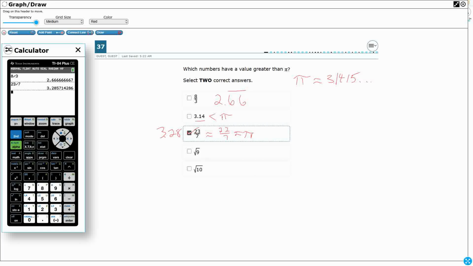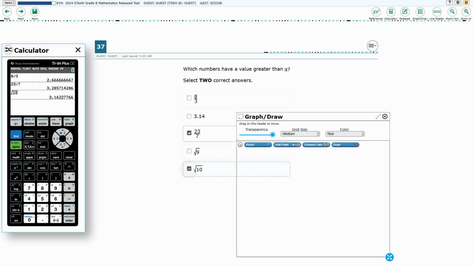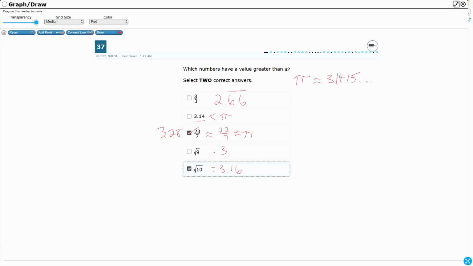Square root of 9, it's 3. So that's too small. So it's got to be this last one. And let's figure that out. So let's do the square root of 10. Yeah, 3.16 is larger than 3.14. So that's it right there. So those are our two answers, option 3 and option 5.